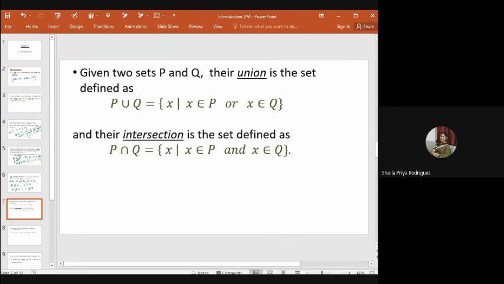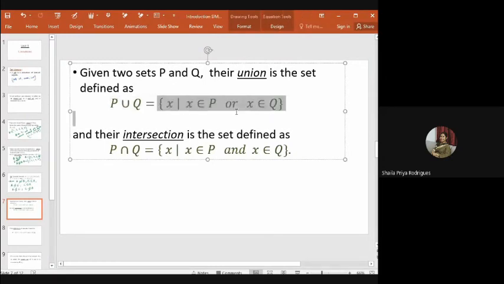Again, familiar definitions, union and intersection. Given 2 sets P and Q, their union is denoted as P union Q, and it's defined like this: the set of all X such that X belongs to P or X belongs to Q. You should know how to read this statement.